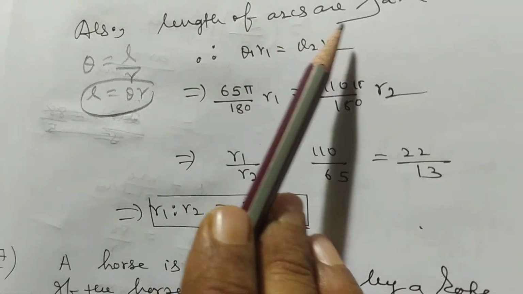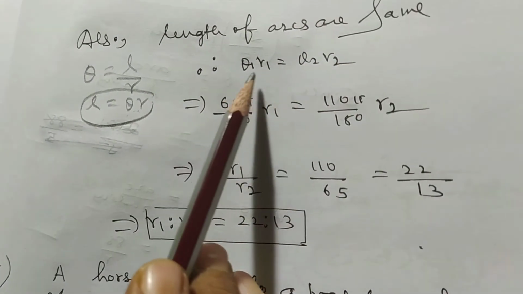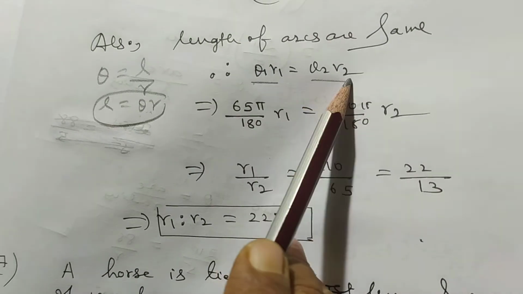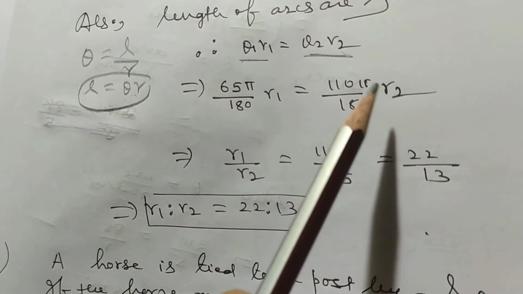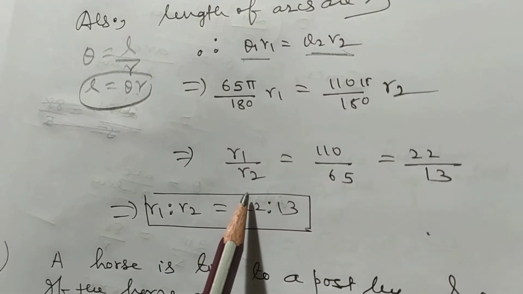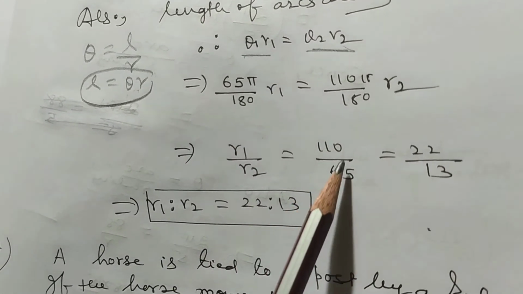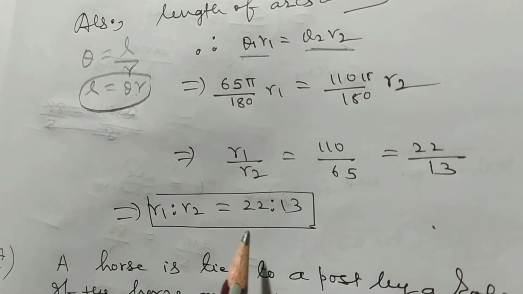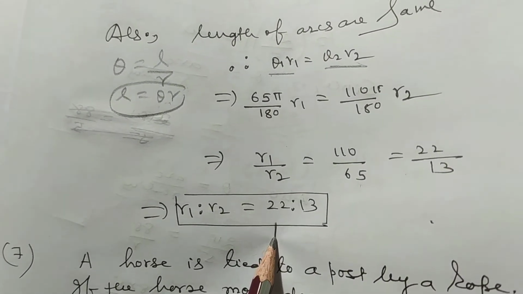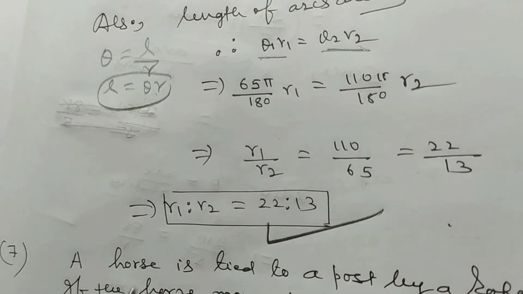Also the lengths of the arcs are the same. So theta 1 R1 is equal to theta 2 R2. And we have already determined the value of theta 1. So now the ratio of R1 to R2 is equal to 110 by 65, that is 22 by 13, that is R1 is to R2 is equal to 22 is to 13.